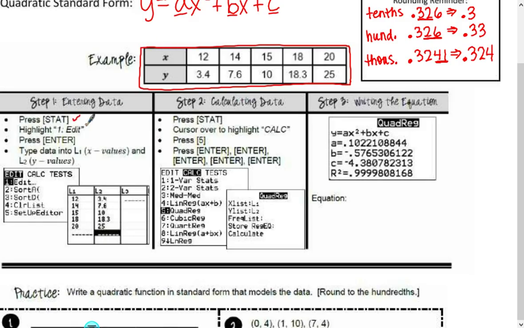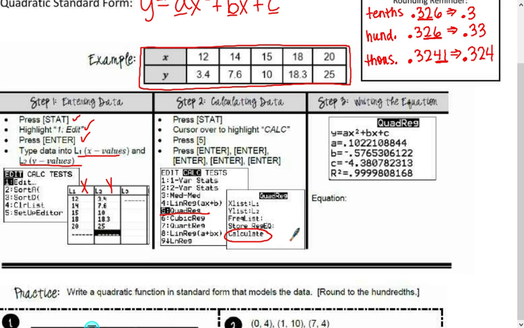You're going to go to stat, edit, enter, and remember that your x values go into L1 and your y values go into L2. So we got our x's here, our y's go here. If you don't have L1 and L2, go ahead and pause your note video right now, raise your hand, and have your teacher come over and fix that for you. Once you've entered in those values, go back to stat, over to calc, and now instead of the linear regression, which is what we would do if it was y equals mx plus b, we're going to go down and look for number 5, quadratic regression, and then head all the way down until you see calculate.